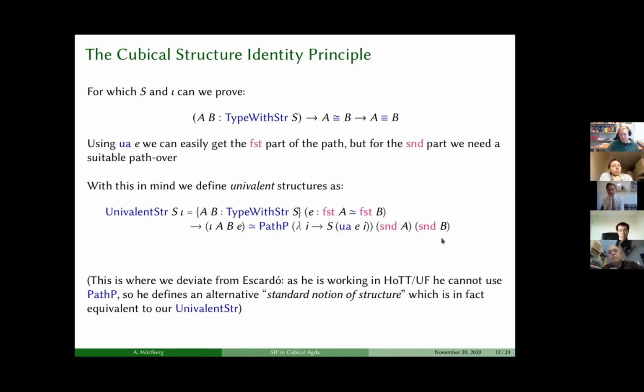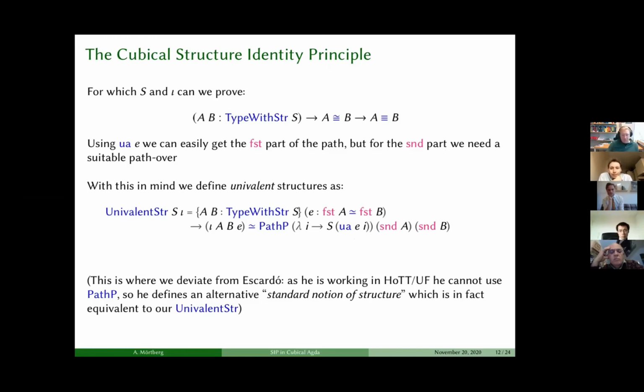over. So this is how you write a path over in cubical type theory. It's really a path between the second projection of A and the second projection of B over this UA, over S applied to this UA of E proof. And that's exactly what we need to give this path up here. So this is a very simple definition.